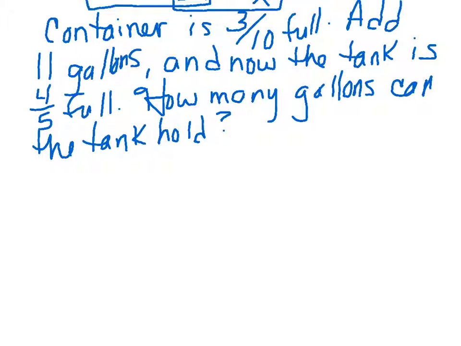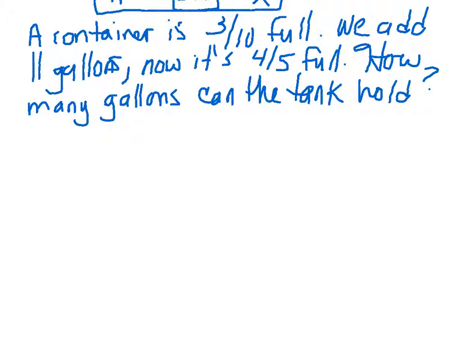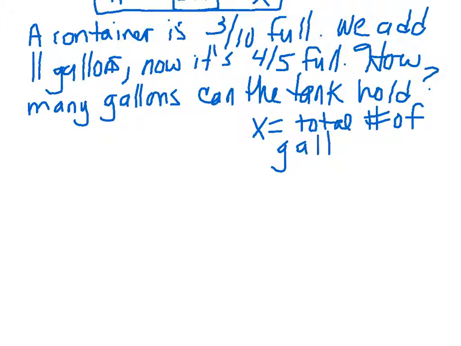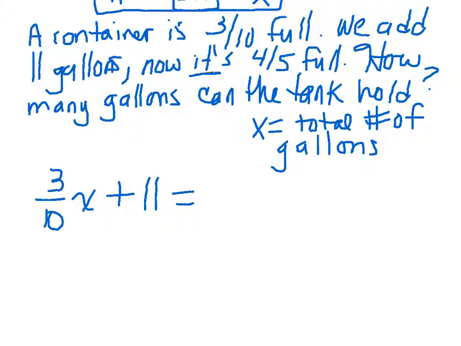Again, we're going to let x equal the total number of gallons that the tank can hold. And then again we just work through the sentences. A container is 3/10 full, so that's 3/10 of however many total gallons. We add in 11 gallons, so we're adding in 11 gallons. And now it's, there's your keyword, it's equal to 4/5 of however many total gallons.